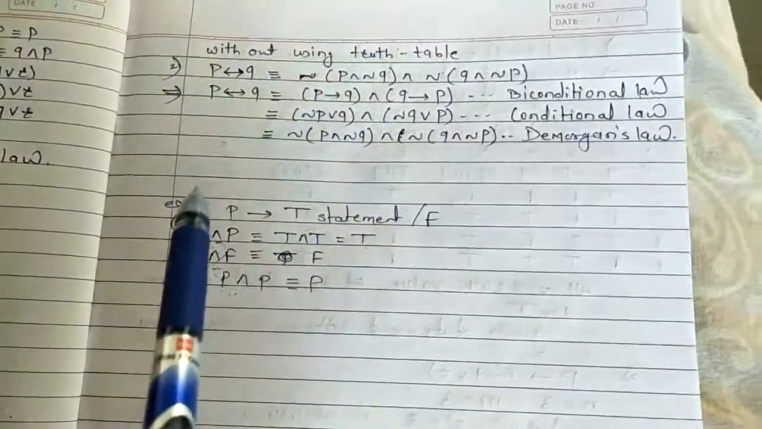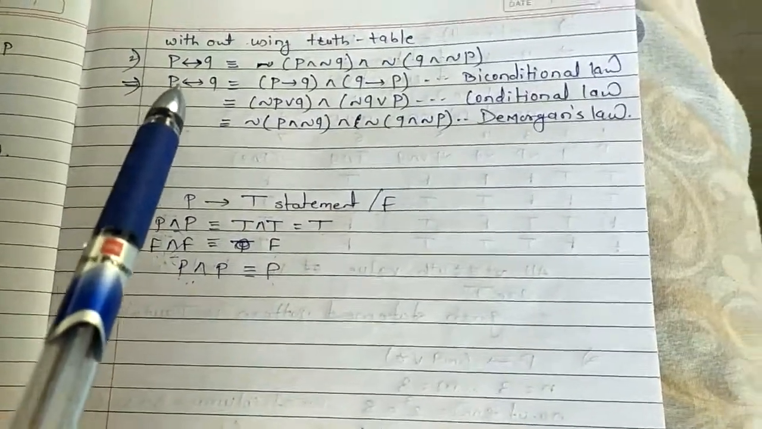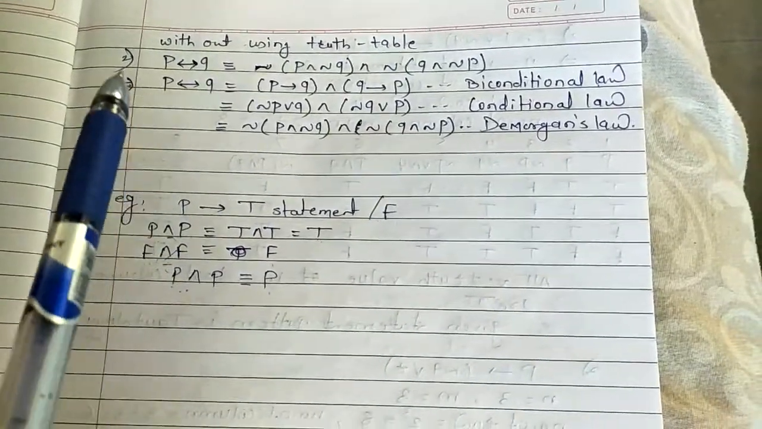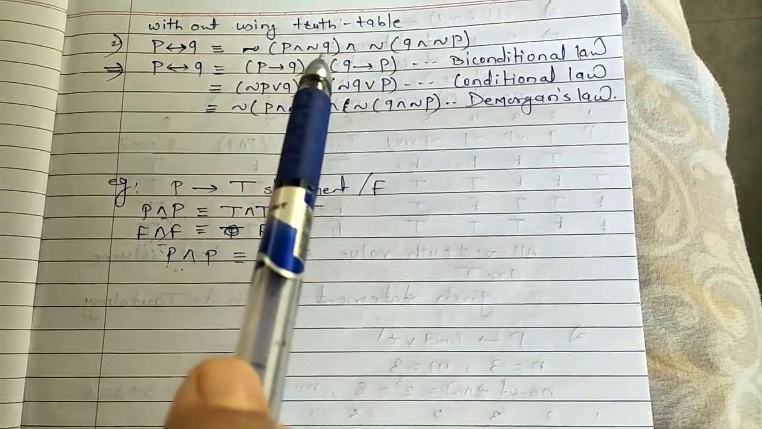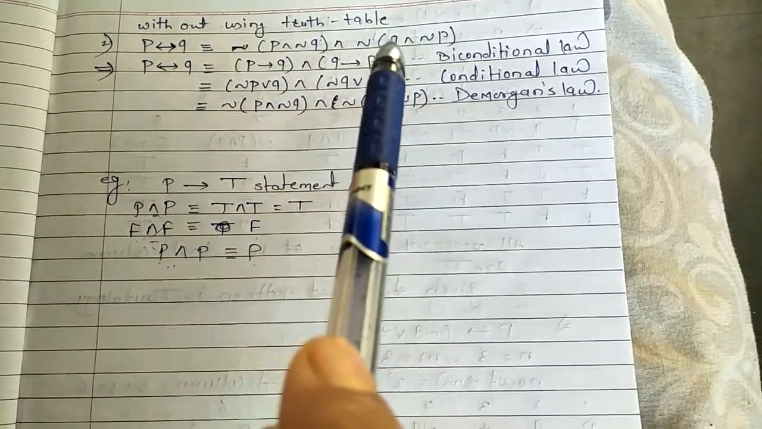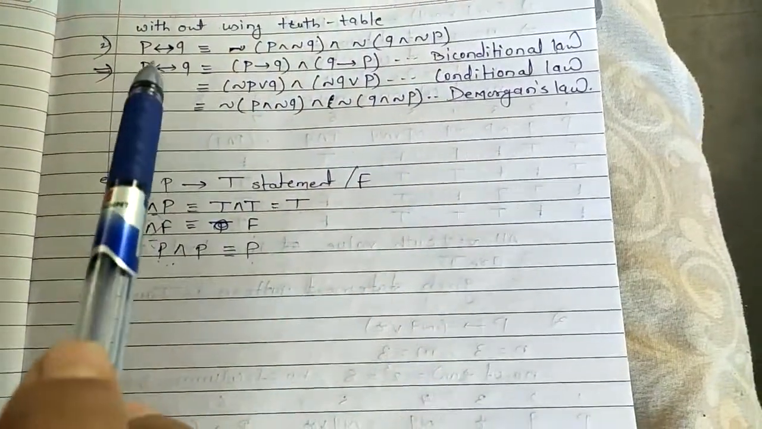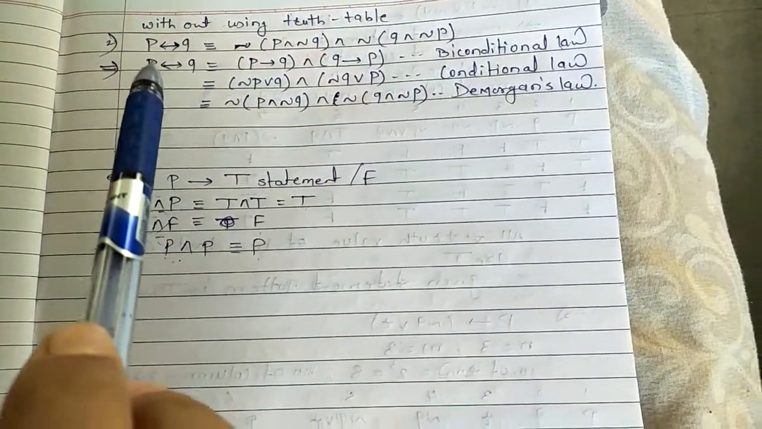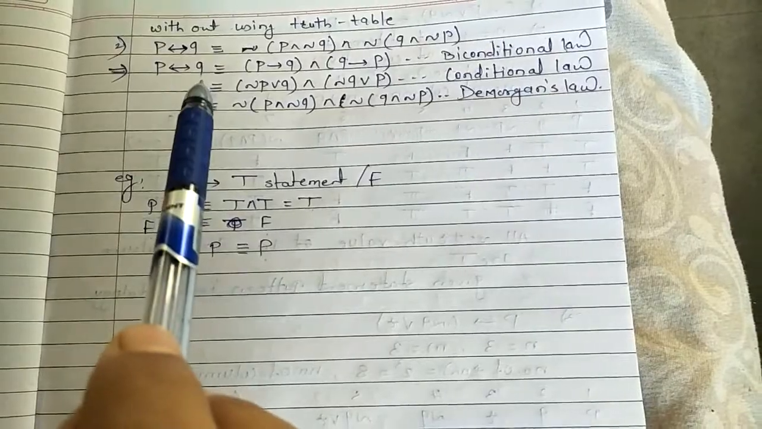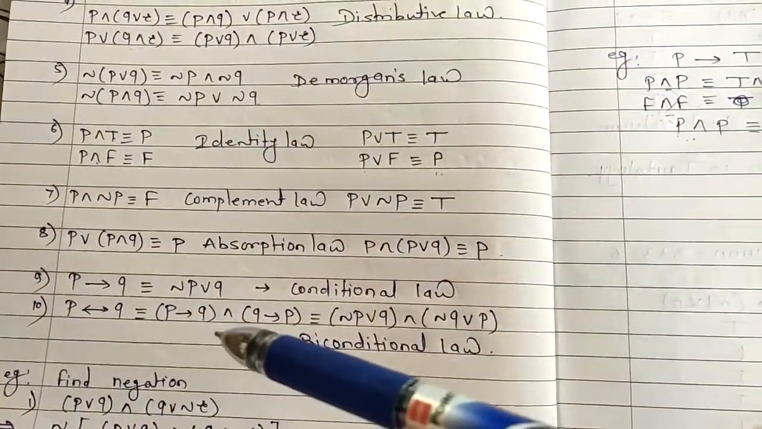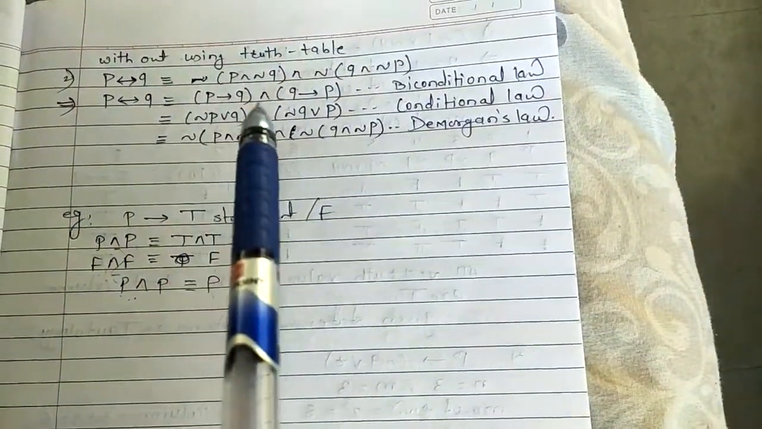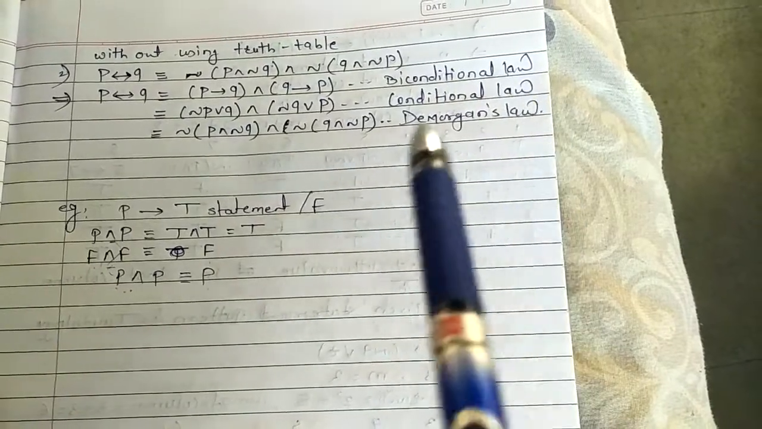Then another example: without using a truth table, we can show the equivalence of the statements. P double implies Q is equivalent to (P and negation Q) or (Q and negation P)? First of all we consider the LHS. P double implies Q, and by the biconditional law, P double implies Q can be written as P implies Q and Q implies P. It is the biconditional law.